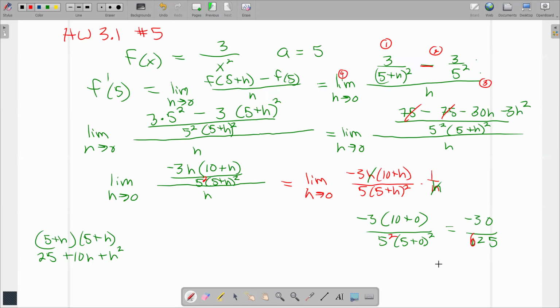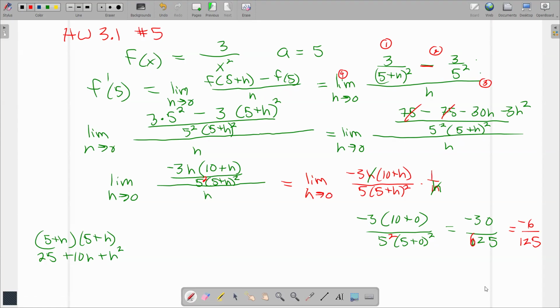And then this should reduce sometimes. This one does. 5 goes into top and bottom. -6 over 125. Okay. Whoa, that was tough. Did I do it right? I don't know. I could have screwed this up. I make mistakes all the time. How can I check it? You're going to have to graph the tangent line and see if it looks tangent, or do it a different way. Like I could try the x minus a method and see what happens.